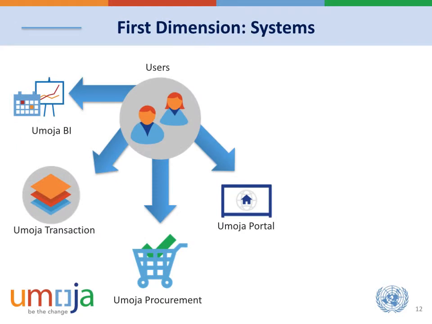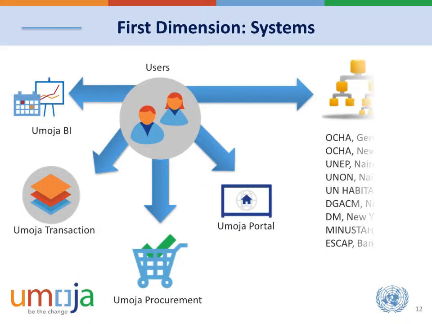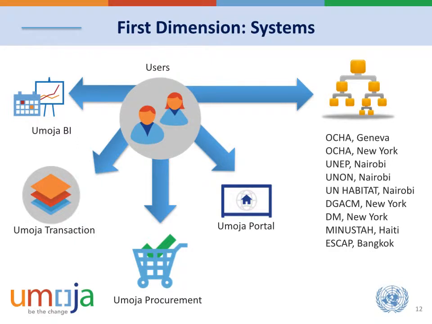The first dimension is the systems. All users who are going to touch the training environment, irrespective of their roles, will be able to touch all four systems which are part of the Umoja ecosystem: the Umoja BI, Umoja transaction system, Umoja procurement system, and the portal. And when we introduce the extension components, such as travel and HR, we are going to have another functionality called the organizational component, which is going to overlay onto these systems.